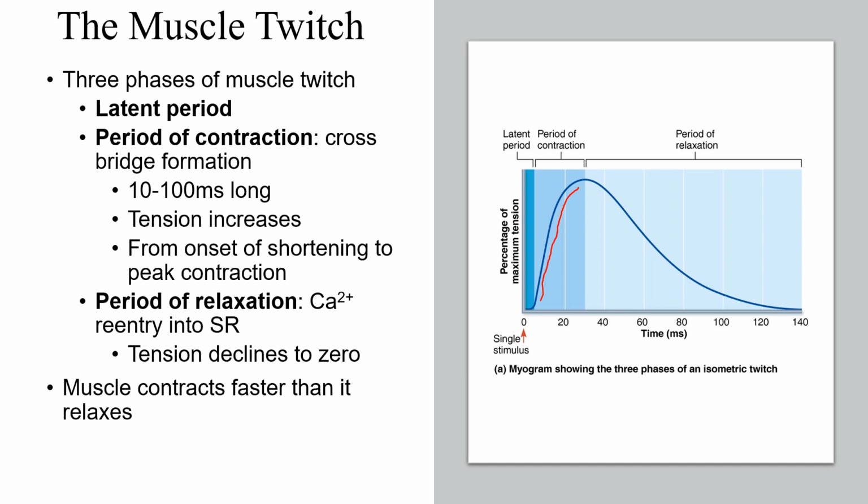Now, muscle will contract much quicker than it relaxes, and so this period of relaxation is actually quite long. And we are going to now talk about how we can go from a single muscle twitch to an actual muscle contraction that's going to let us do some work.